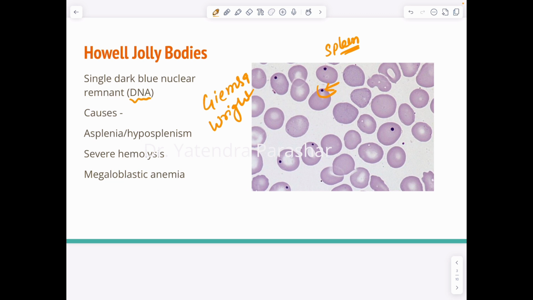So any condition which is associated with functional or anatomical hyposplenism is associated with the presence of Howell-Jolly bodies in the peripheral blood smear. Common causes include post-splenectomy state, sickle cell disease due to the autosplenectomy, and severe hemolytic anemias. Occasionally, it can also be seen in megaloblastic anemia.